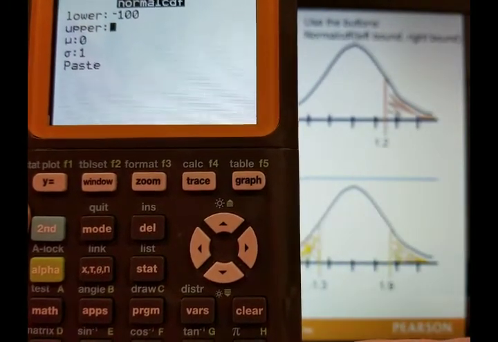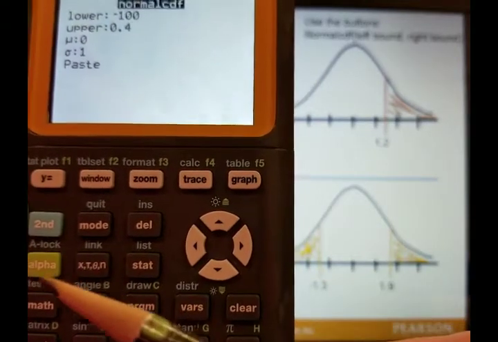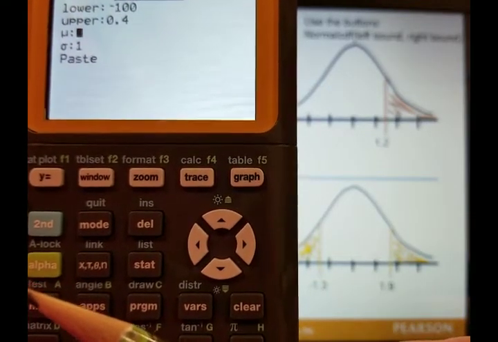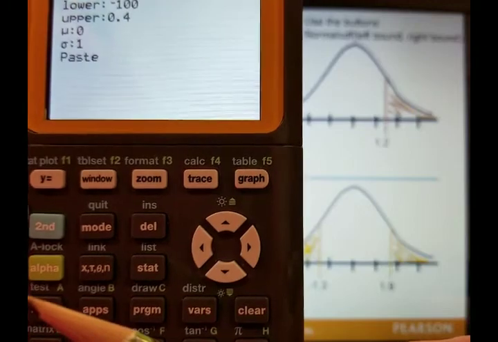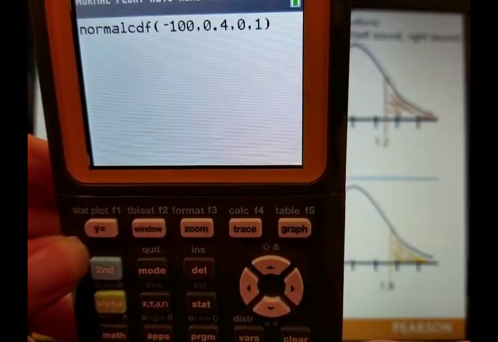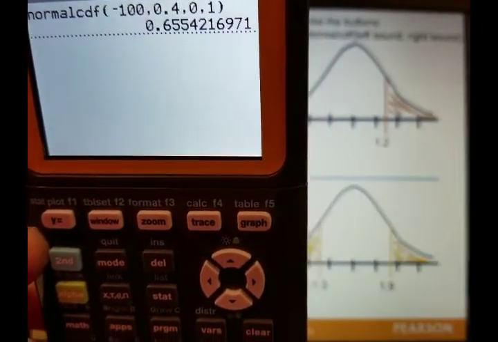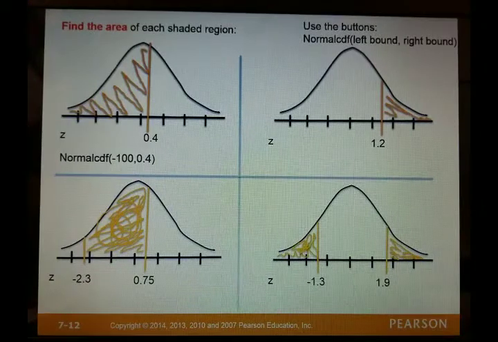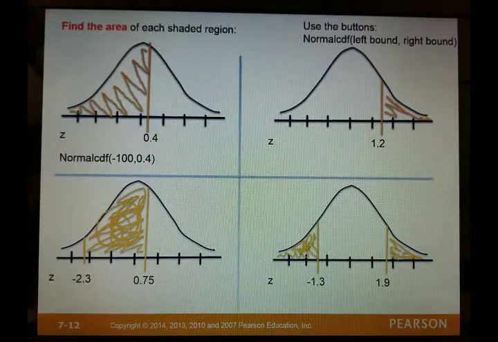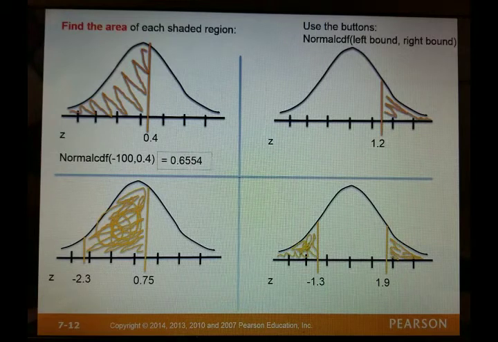The upper number, that means it stopped at 4/10, so that's 0.4. We're going to leave our mean and standard deviation at 0 and 1. And you're going to go to paste, and after that you just push enter, and that's going to give you the area. So again, when you want the area, the normal CDF is going to give you the area. It gives you the area between the two z-scores. See, that's what it's telling you.